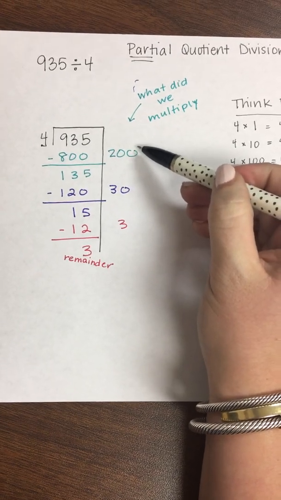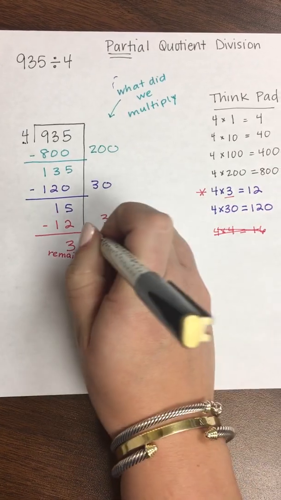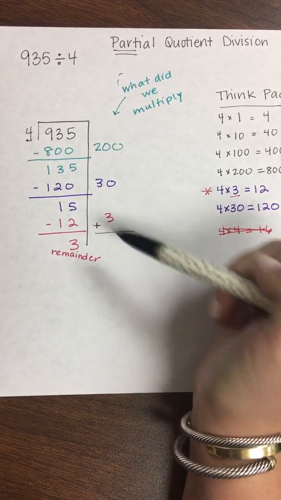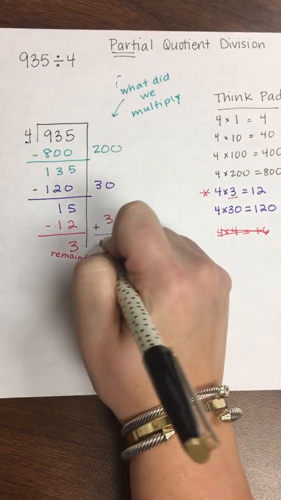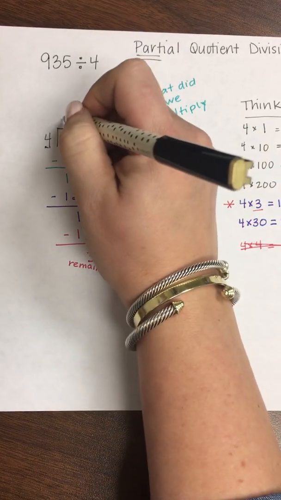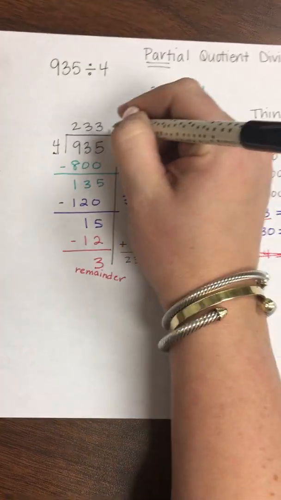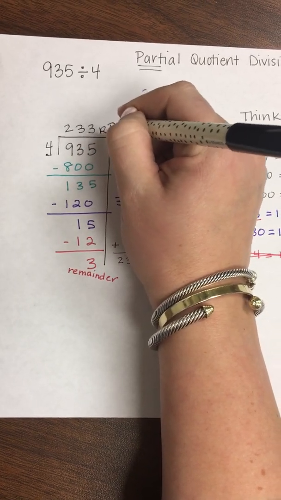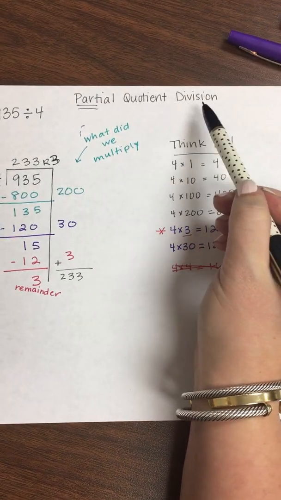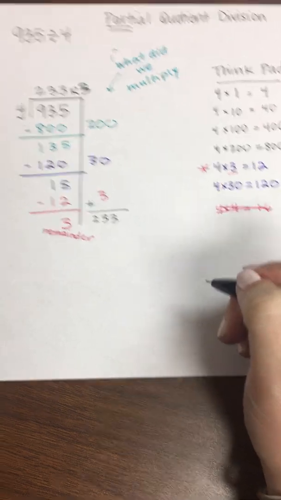First chunk I solved was a 200, and then I solved with a 30, and then I solved with a 3. If I go back in the end, outside of all my hangman work here, 230 and 3, when you add them all together, gives me 233. So my answer to 935 divided by 4 is 233 with a remainder of 3. That's the partial quotient division. It's very, very similar to what you're actually used to seeing in long division.